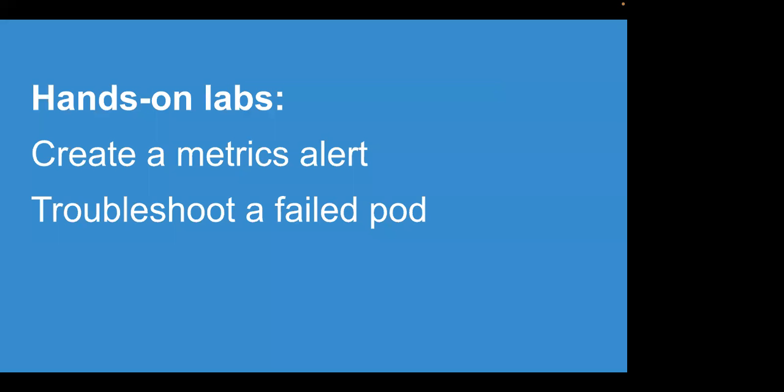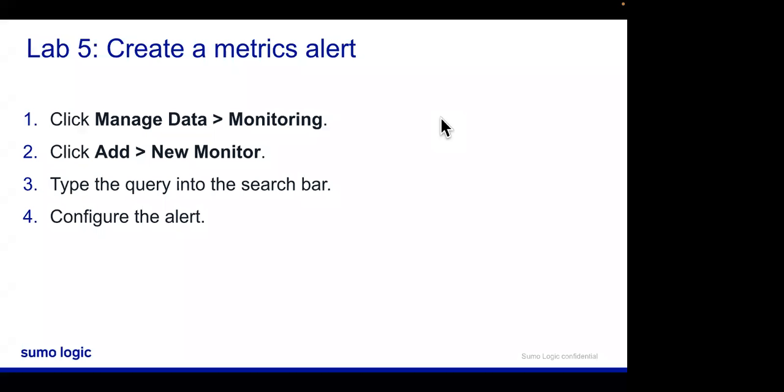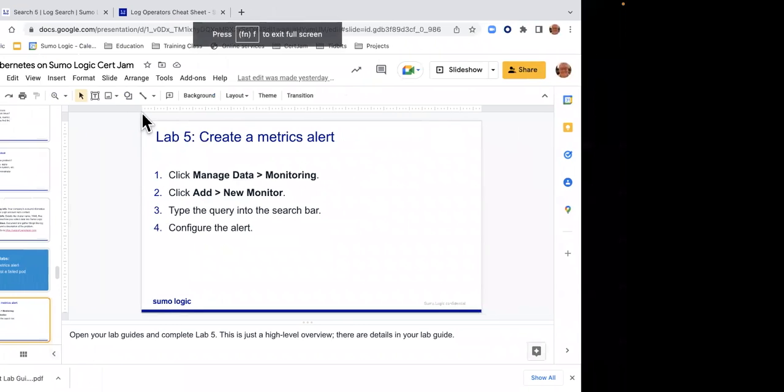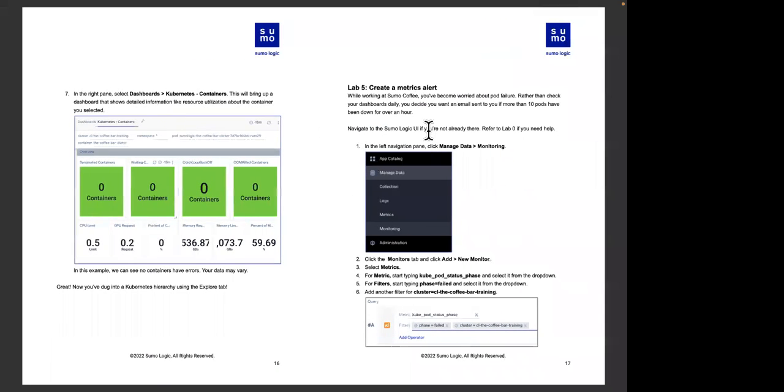Okay, so let's take us through the hands-on labs, and let's talk about troubleshooting a failed pod and see how this all ties together. So let me create our alert. So here in lab 5, I can create a metric alert.